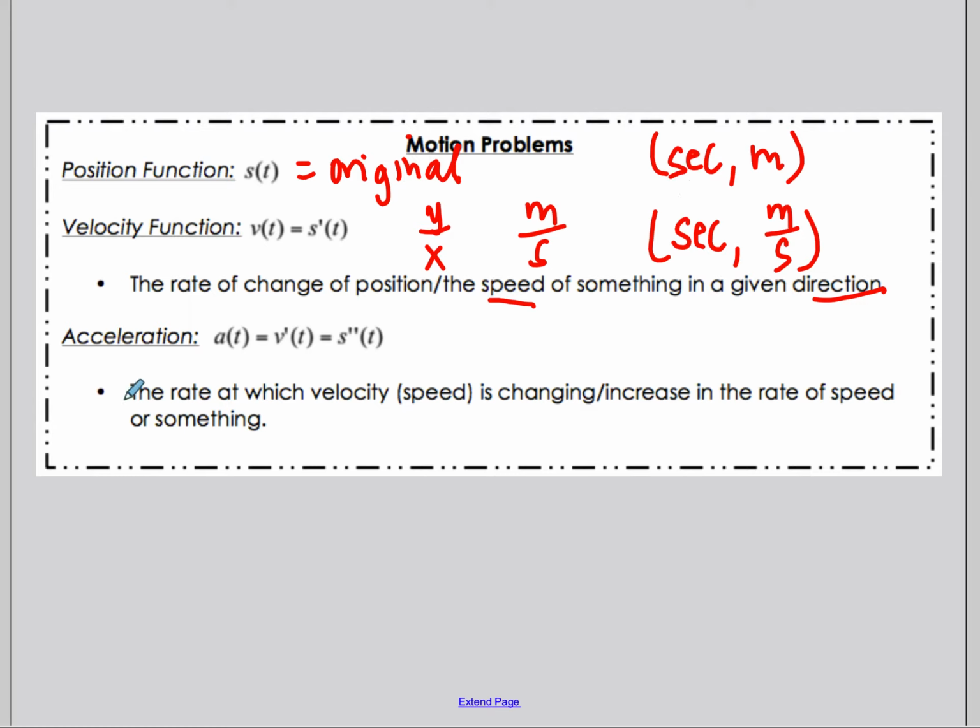Okay, then acceleration, we move on. That is our second derivative or the first derivative of our velocity. Okay, and acceleration is the rate at which your velocity is changing or increasing in the rate of speed.